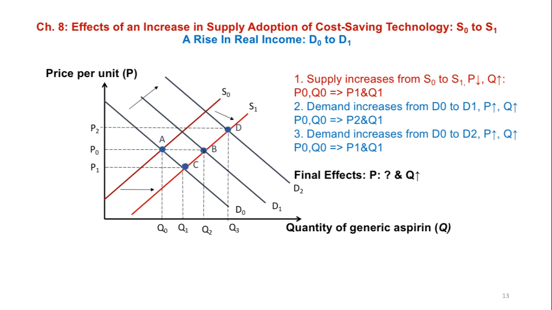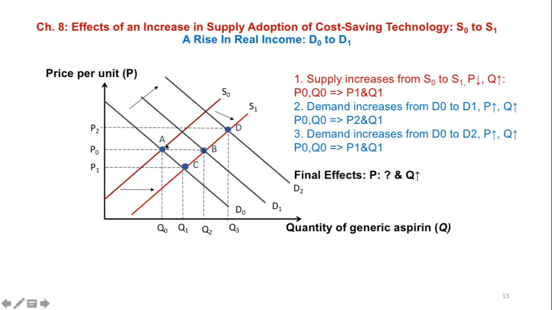Now, the second change would be a rise in real income, which shifts the demand from D0 to D1. So therefore, we move from A to B by shifting the supply from S0 to S1, and then we move to C, and by shifting the demand from D0 to D1 because of the increasing real income, we move back to point B.